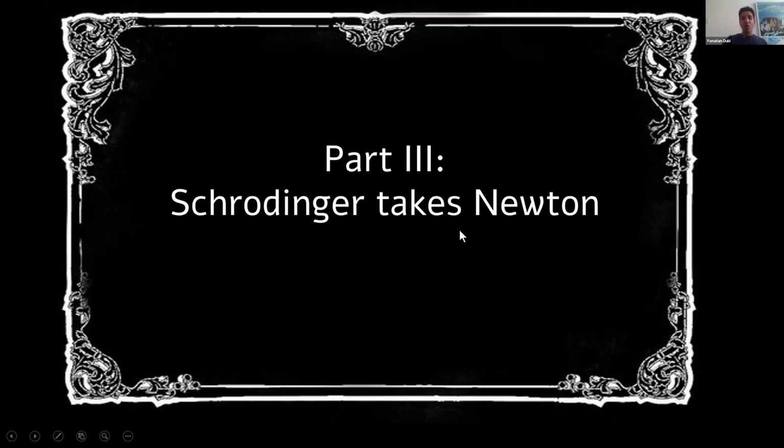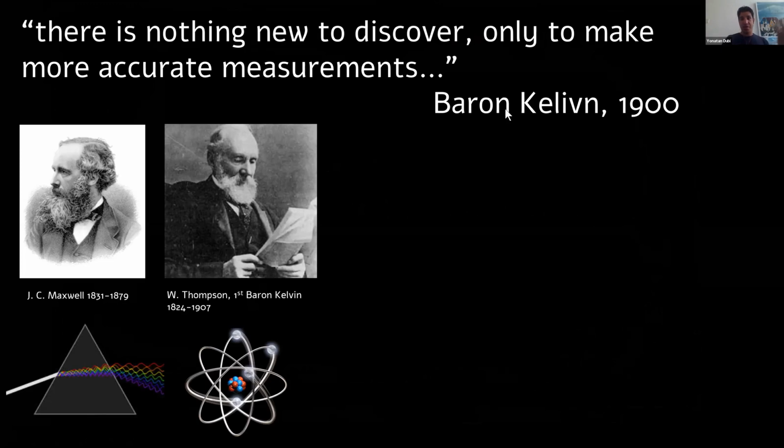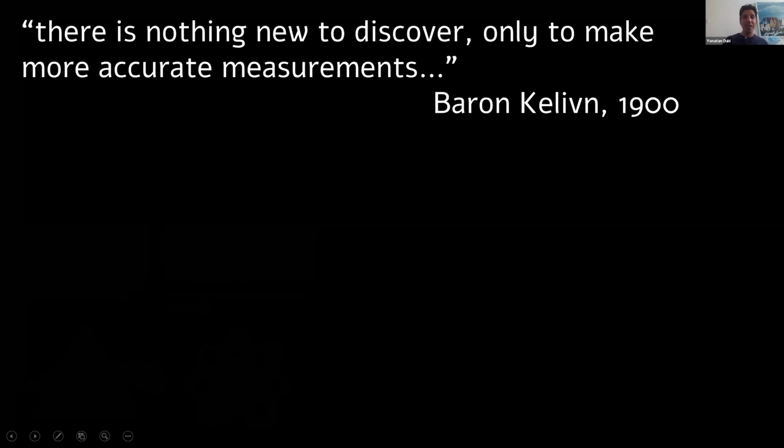So let's look at how Schrödinger takes Newton and how the old laws of physics, the essential laws of Newton, are broken down. So we actually start the story from a very famous statement by Baron Kelvin. Baron Kelvin was a very famous scientist of the late 19th century, early 20th century. And in a conference of the Royal Society, which is the British Society for the Natural Sciences, he said quite publicly, there is nothing new, no new discoveries to make, only more accurate measurements.